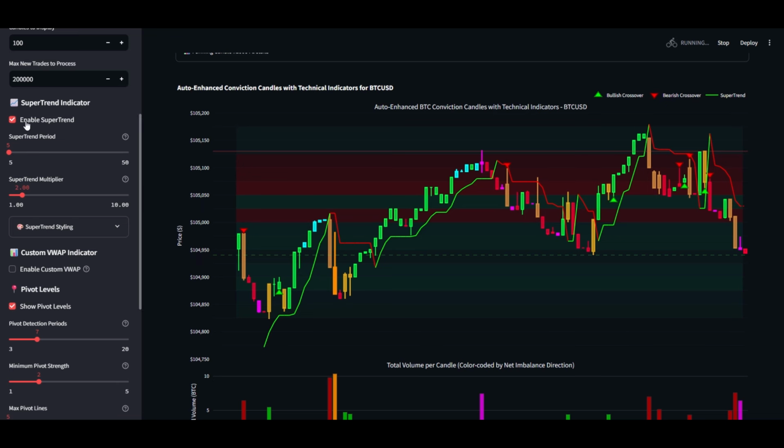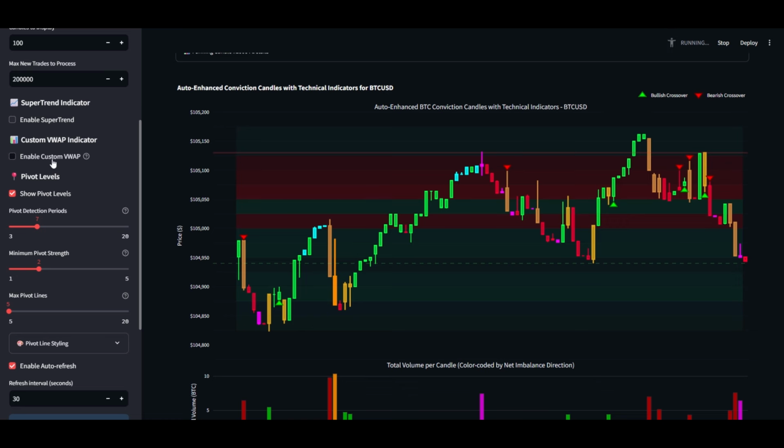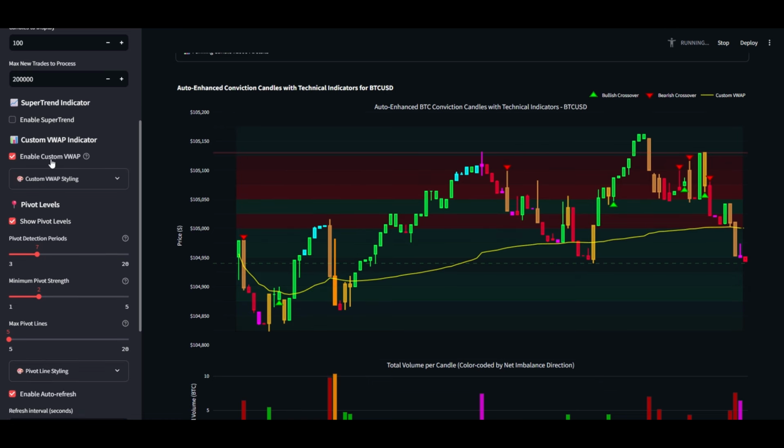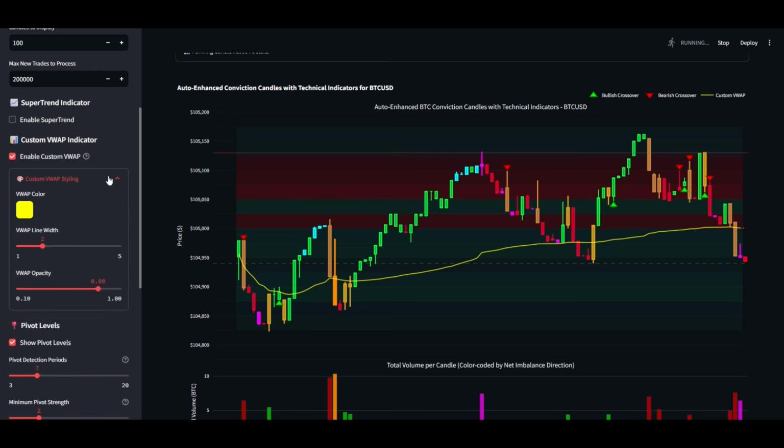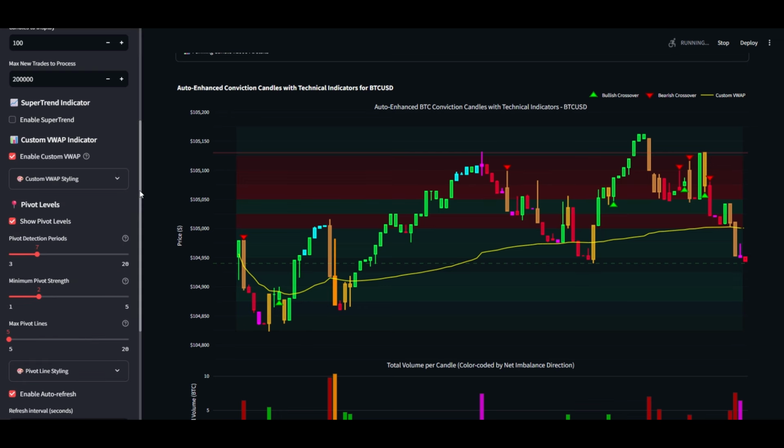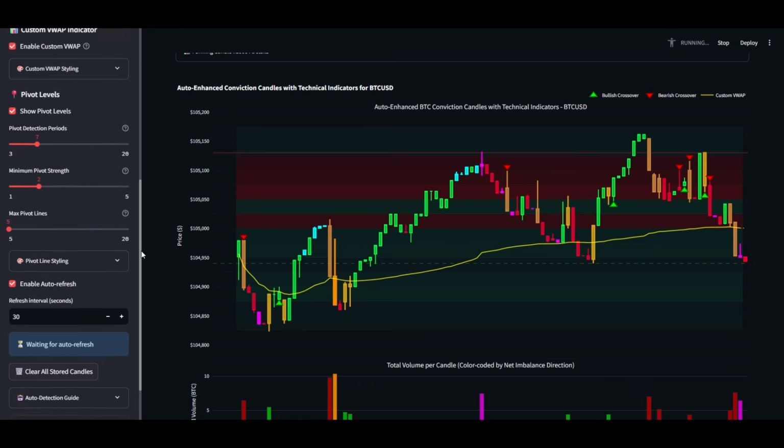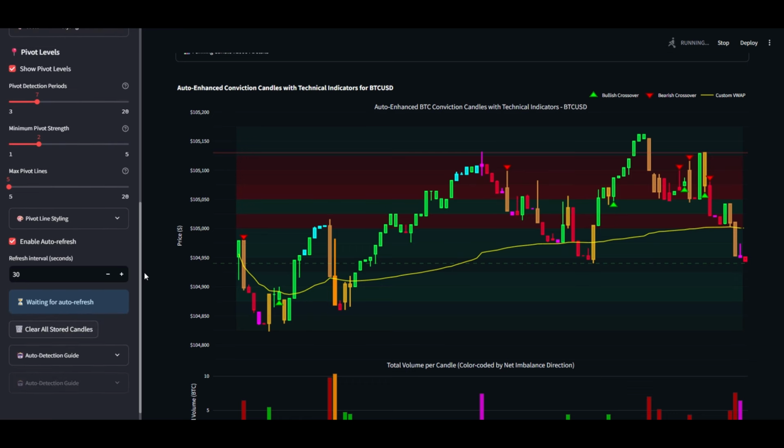Pivot levels are automatically detected with configurable look-back periods and minimum touch requirements for confirmation. Unlike traditional pivots based on time, these identify price levels where multiple conviction battles occurred. Auto-refresh keeps the analysis updating continuously. The system processes new trades and updates all indicators in real time as market activity occurs.